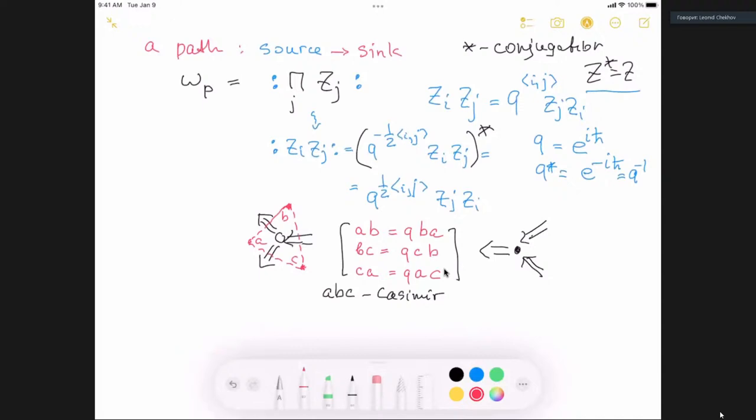Great. And if we have a black vertex, I do the same small triangle also. And you see that it's cyclically invariant, right? So we can rotate it. Again, I introduce the same sort of variables, A, B, and C. And now it will have opposite commutation relations. But still, the product is a Casimir.